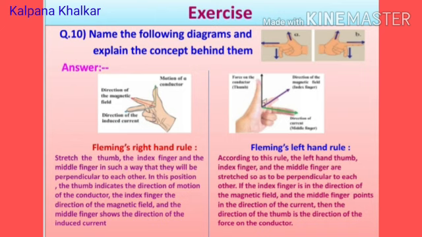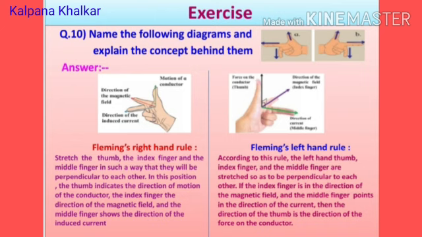Fleming's right hand rule. The rule states that stretch the thumb, the index finger and the middle finger in such a way that they will be perpendicular to each other. In this position, the thumb indicates the direction of motion of the conductor, the index finger the direction of the magnetic field and the middle finger shows the direction of the induced current.